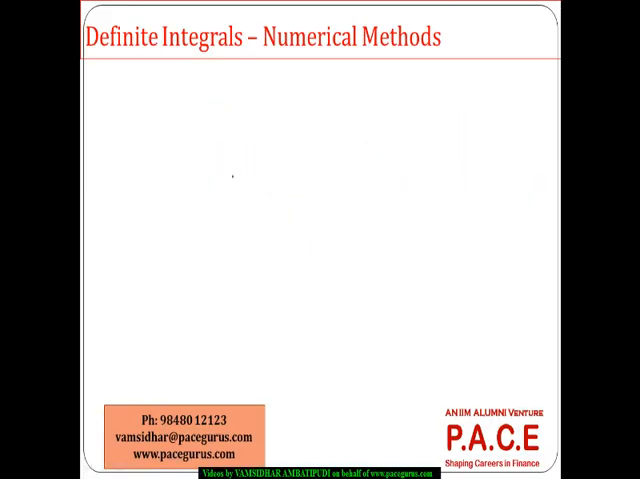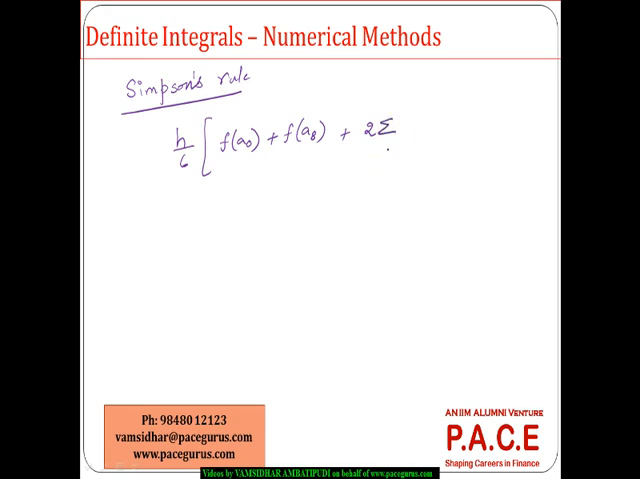Now, the third most important rule which we can use for evaluating the value of a definite integral is Simpson's rule. In Simpson's rule, all I will do is multiply this number with h by 6. What will I take? I'll take f of a naught, the first value, and f of a8, the last value. All the middle ones, I'll take the double of them. The first and the last, I'll take only one instance, whereas all the middle ones, I double their values.